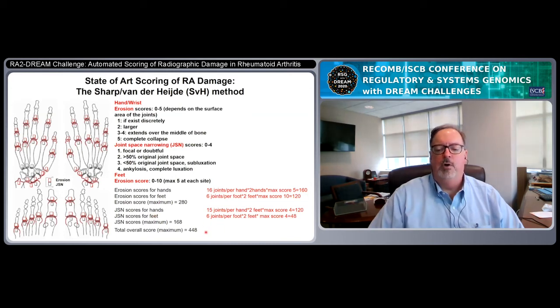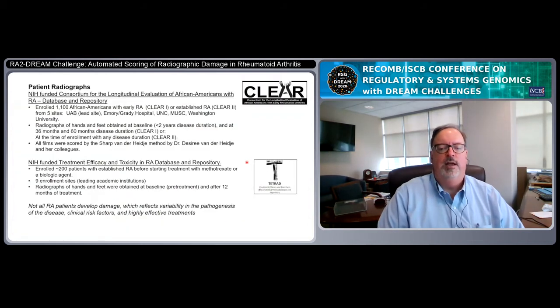So most patients with severe disease will have a score of around 100. We almost never see anything much above 100. And often we see a score of 0, because not every patient with rheumatoid arthritis develops joint damage that can be seen radiographically. The radiographs that were used in this challenge came from two large studies.